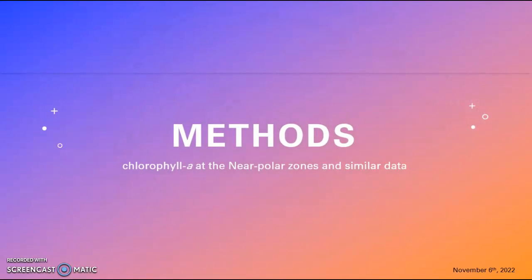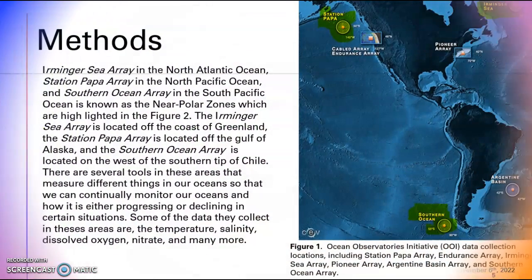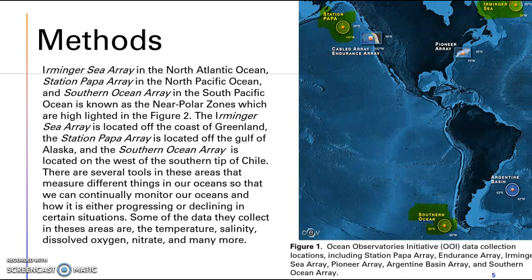Methods for chlorophyll-A at the near polar zones and similar data. Methods: the Imminger Array in the North Atlantic Ocean, which is up here. The Station Papa Array, which shows over here in the top left-hand corner. The bottom one that is highlighted is the Southern Ocean Array in the South Pacific Ocean. It is also known as the near polar zones, which are, as I stated, highlighted in figure 2.